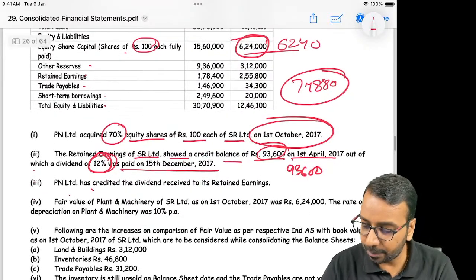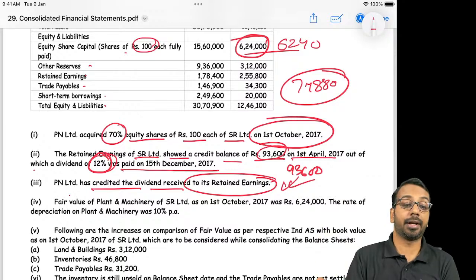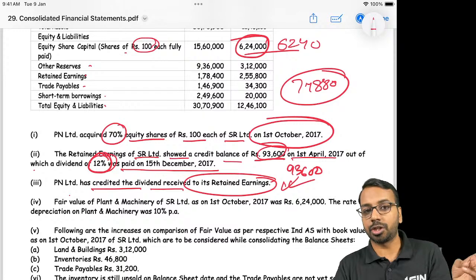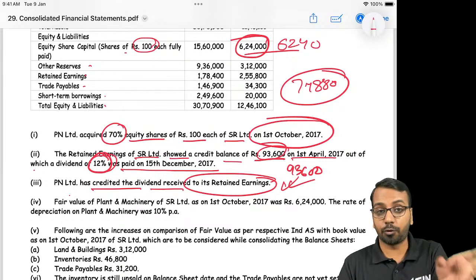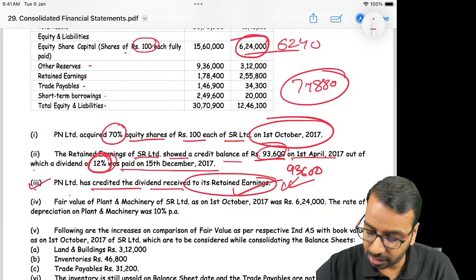PN Limited credited the dividend received to its retained earnings. This is absolutely correct. Don't get confused or bring your CA Intermediate concept here, where pre-acquisition dividend reduces the cost of investment, as you do under AS 14, AS 13 principles or when applying AS 21. Here, taking it to retained earnings is absolutely right.